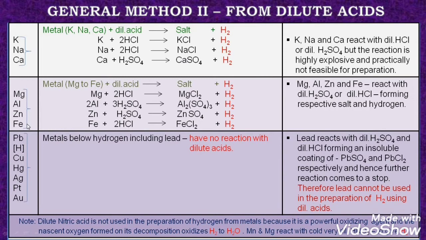And then we have from Mg to Fe. These metals also react with dilute HCl or dilute H2SO4 to form the respective salt liberating hydrogen. Magnesium reacts with dilute hydrochloric acid to form magnesium chloride, liberating hydrogen. Aluminium reacts with dilute sulfuric acid, forming aluminium sulfate, liberating hydrogen. Zinc reacts with dilute sulfuric acid, forming zinc sulfate, liberating hydrogen. Iron reacts with dilute HCl, forming iron(II) chloride or ferrous chloride, liberating hydrogen.